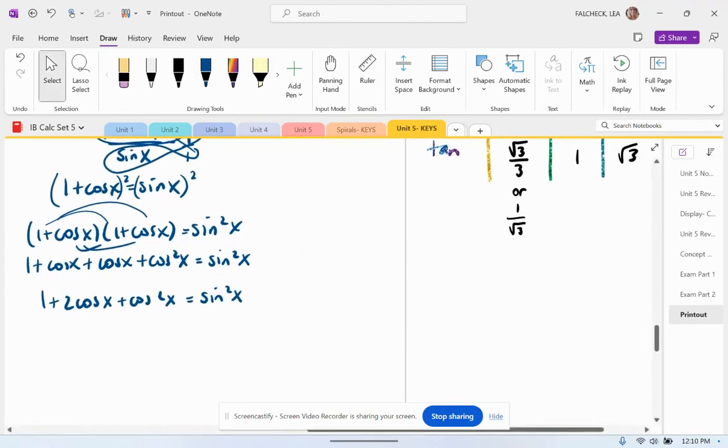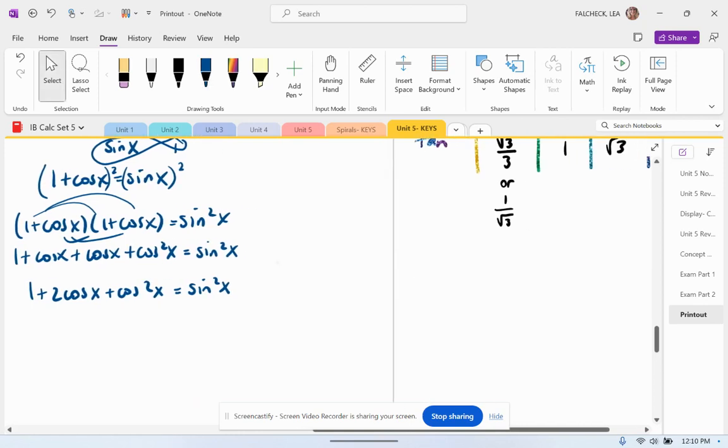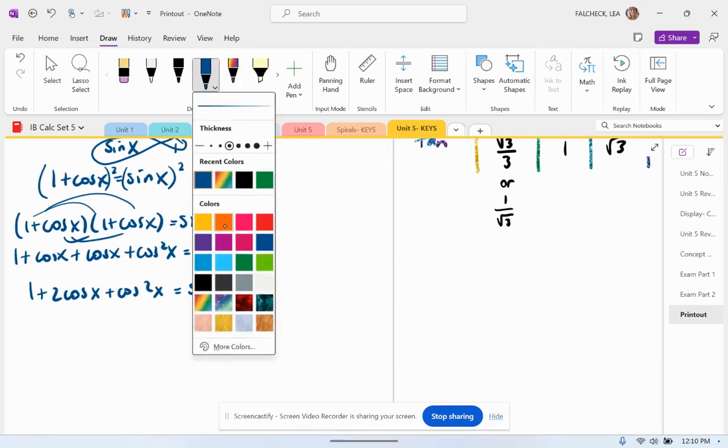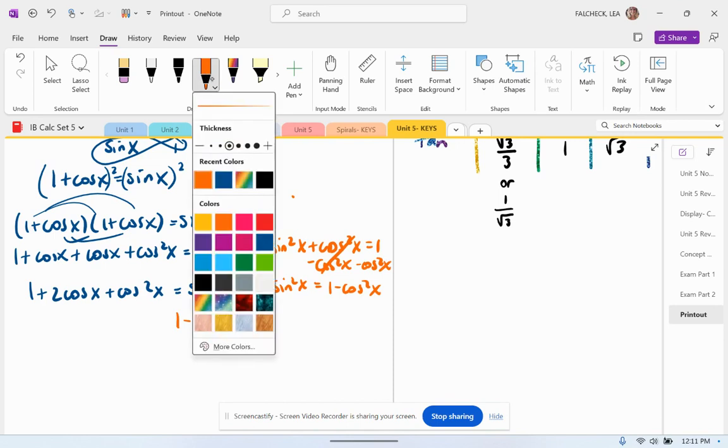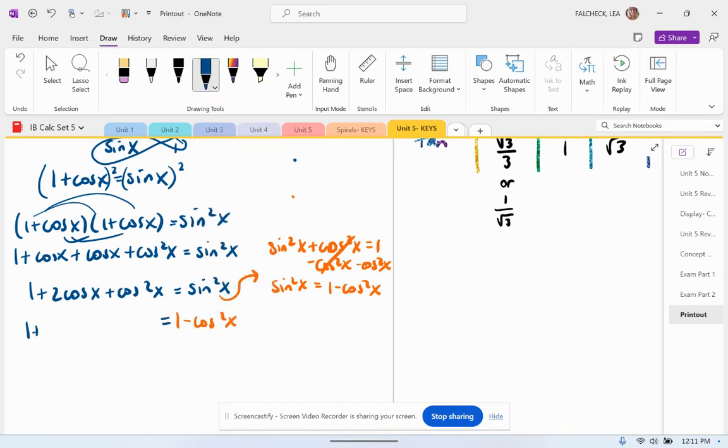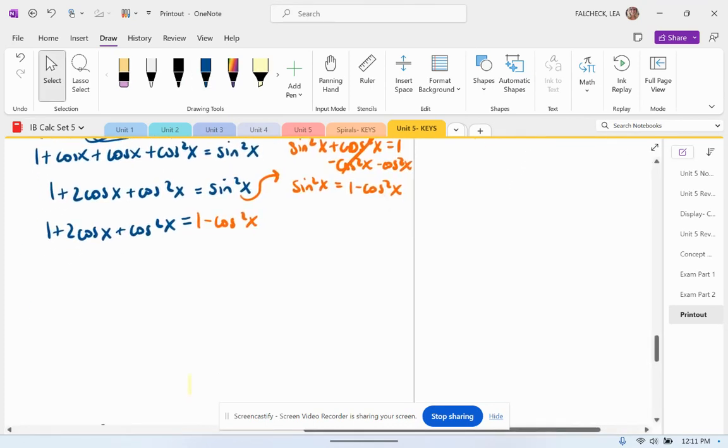All right, so now I've got everything in terms of cosine on the left, and I've got a sine squared on the right, which I can just turn into a cosine squared using the Pythagorean identity. Okay, so then now I can start sorting stuff, right?